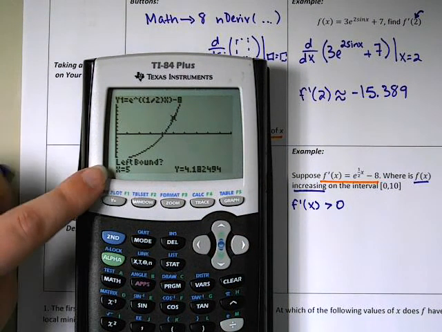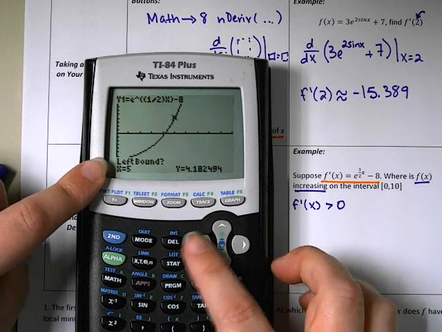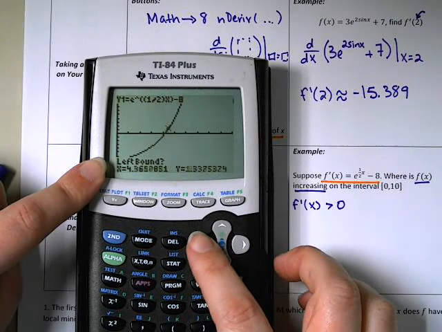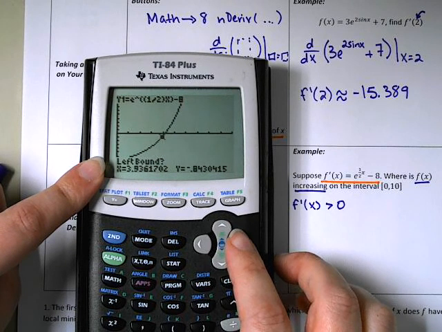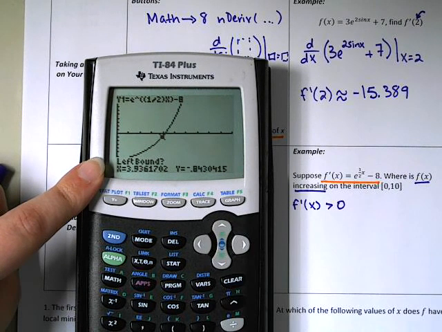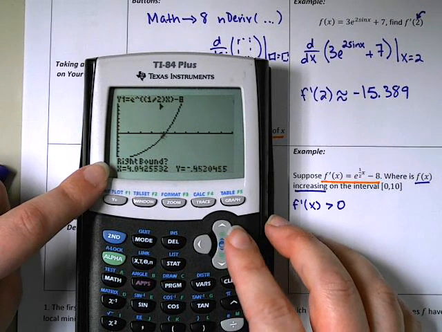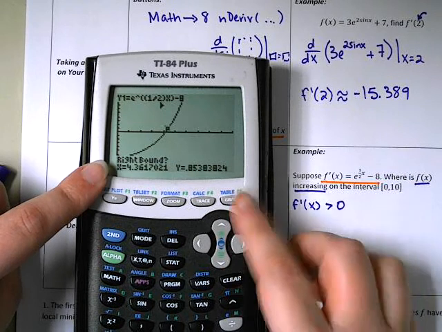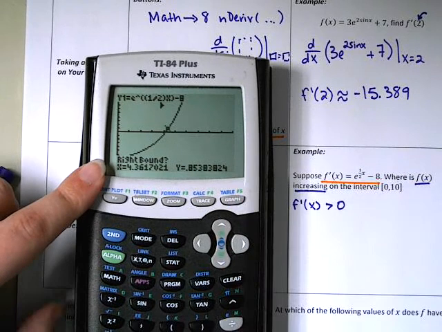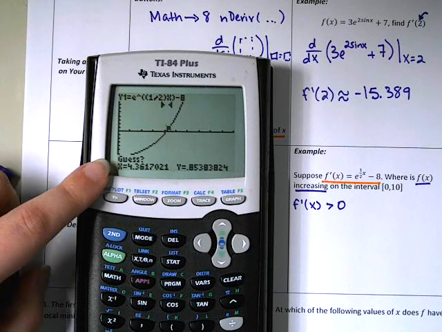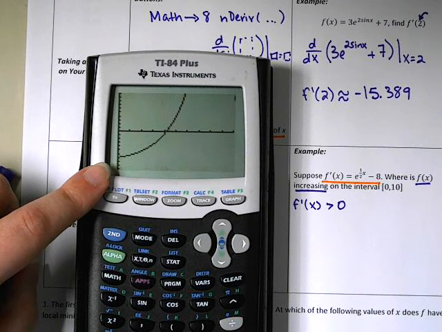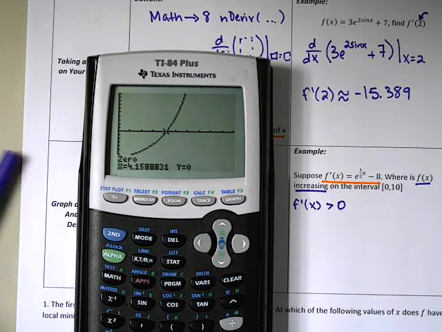Now when we look, it asks for the left bound, so we need to go to the left of the 0, which in this case means we're going to want y values that are negative. We want to be under the x-axis, and we need to hit enter. Then it asks for the right bound, so scroll to the right, or in other words, get a positive y value now, and hit enter. And when it asks us to guess, we just hit enter again. And it gives us the x-intercept.